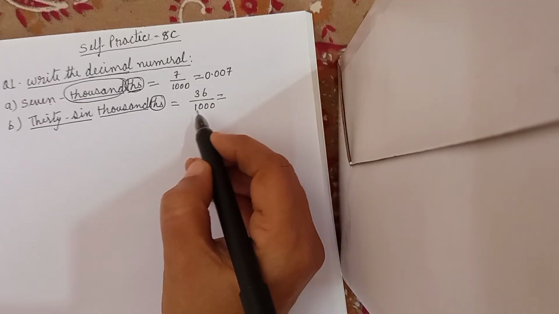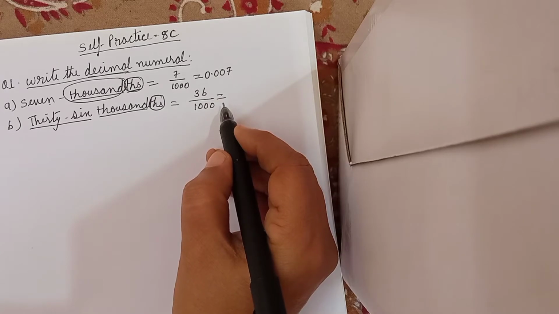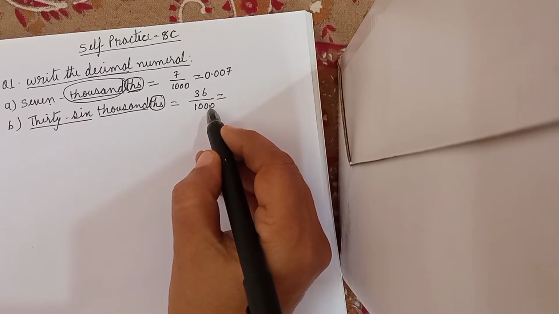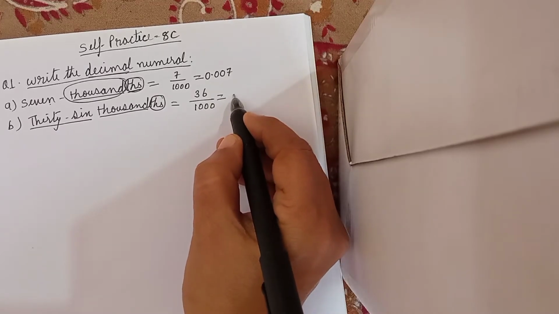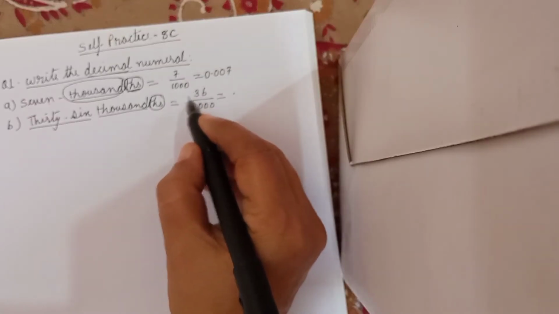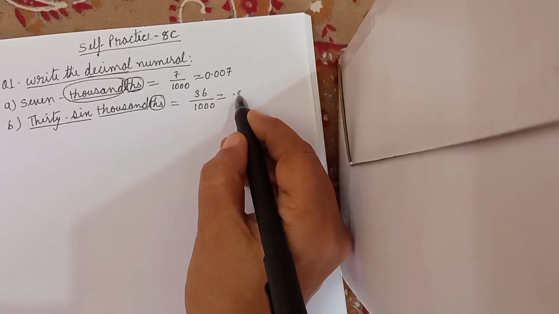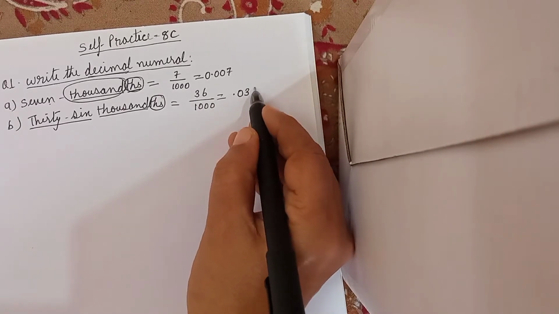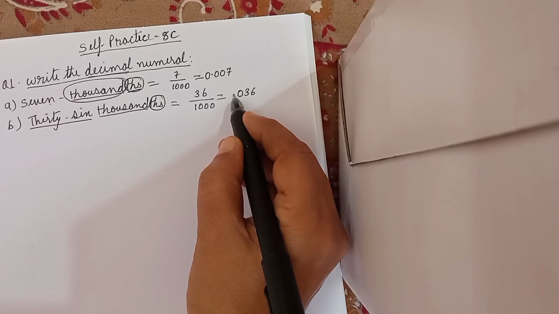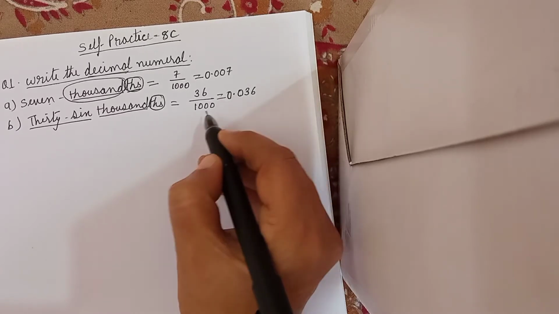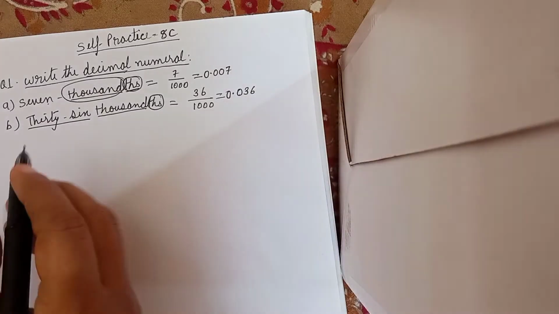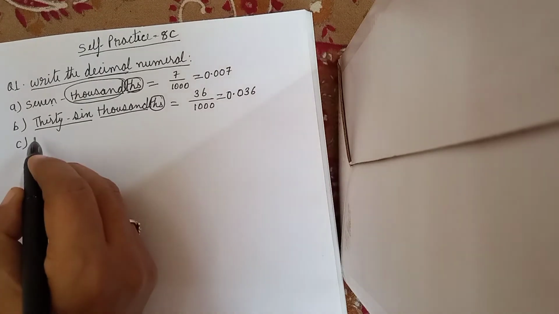This is a fraction form. You have to convert this fraction form into decimal. The denominator has 3 zeros, so we have to put 3 digits after the decimal. In the numerator there are 2 digits, so we will put one 0 before the digits. So before the digits it's 0, and after that 3 6: 1 digit, 2 digit, 3 digit. But decimal cannot be written alone, so we will write 0 before this. So the answer is 0.036.